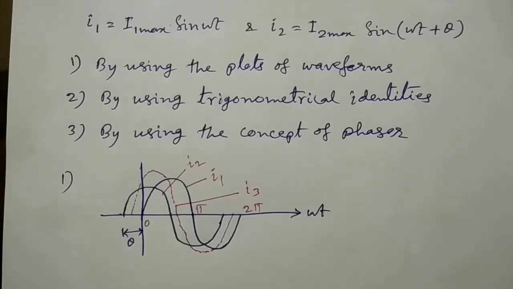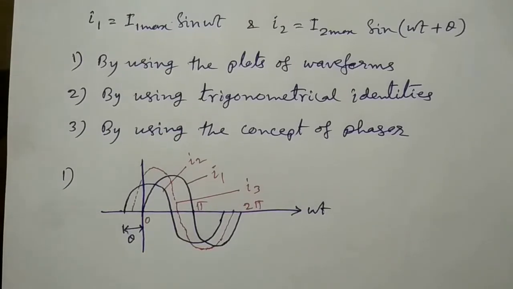Although this method is a straightforward method, it is quite difficult and time consuming. Suppose there are more than two sinusoids, then it will be a very difficult and time taking job. So this method is generally avoided. Now the second method.